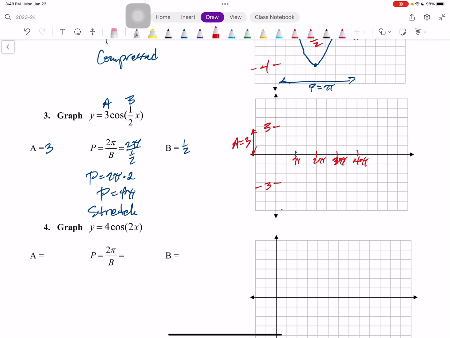So from this point, here we go. Starting up here, cosine starts at a max. You always start at a max on the cosine function. It goes down to the axis, down to a minimum, back to the axis, and then back to a max. And then you curve it. So here we go. You've got to put the sound effects in.